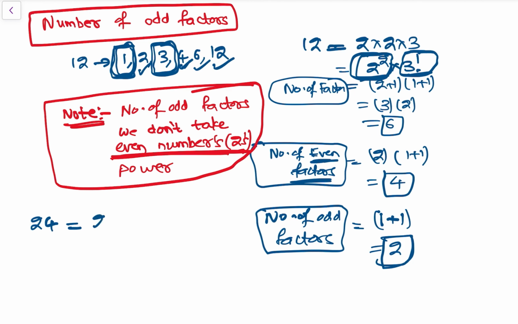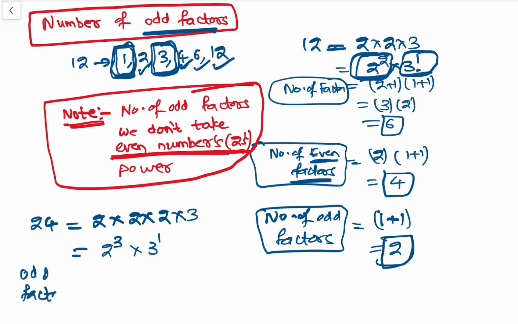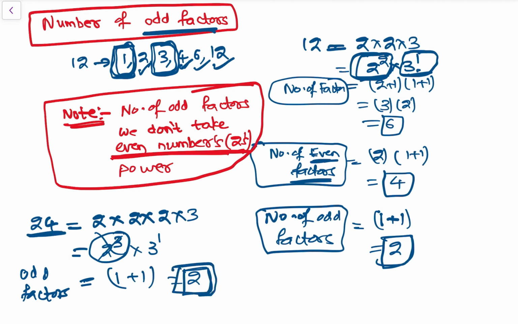24 can be written as 2 into 2 into 2 into 3. 2 2s are 4, 4 2s are 8, 8 3s are 24. So 24 is 2 to the power 3 into 3 to the power 1. So the number of odd factors we need to count. Odd factors is equal to, we won't consider the power of 2, so 3 to the power 1, so 1 plus 1, that is 2. So the number of odd factors of 24 is 2 odd factors.